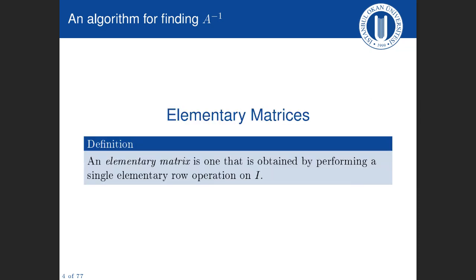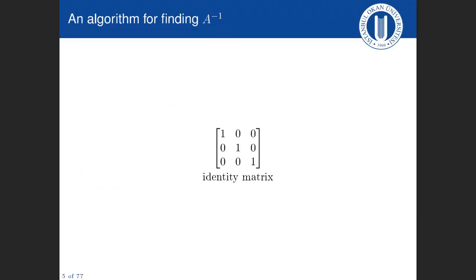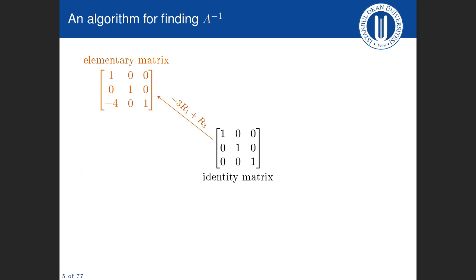Before we can get to the algorithm, we need to talk about elementary matrices. An elementary matrix is one that is obtained by performing a single elementary row operation on I. So, for example, if we start with the 3 by 3 identity matrix, and we do one of the elementary row operations, let's say we do minus 3 times row 1 plus row 3 gives us a new row 3. Because we've only done one elementary row operation, we have an elementary matrix.